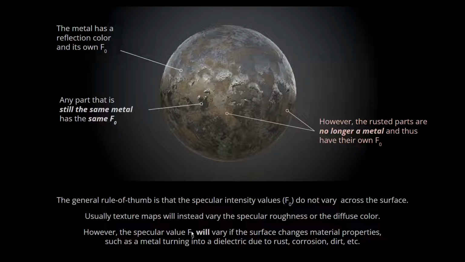However, the specular value, how much light is reflected off the surface, will change or vary if the surface actually changes material properties. So a metal that turns into a dielectric due to rust or corrosion or dirt or mud will actually change how much light it's reflecting off because it's actually changing its material chemical compound. So all this pure metal here is going to reflect the same amount of light, and all this dirt and rust material is going to reflect the same amount of light. But when it changes from metal to that rust or that dirt, it's changing how much light is being reflected. They don't have the same reflectance.